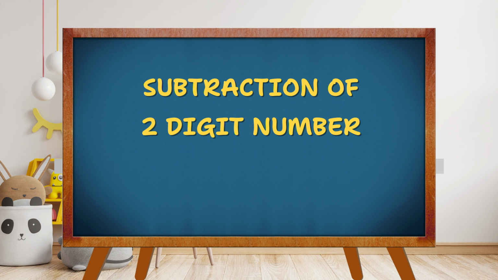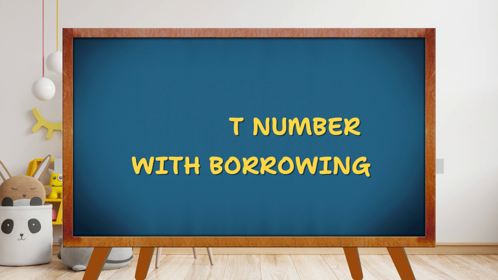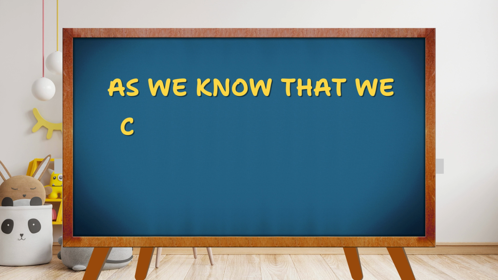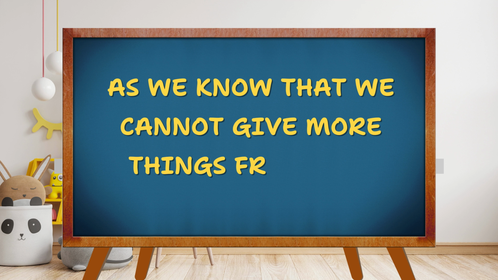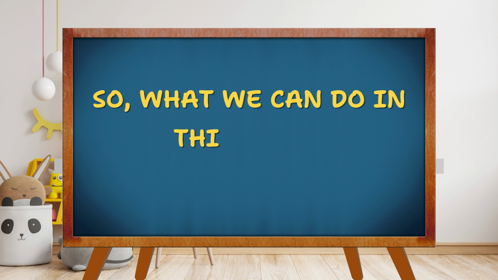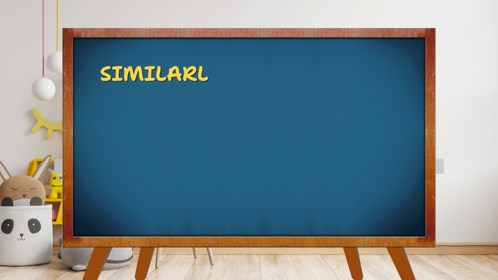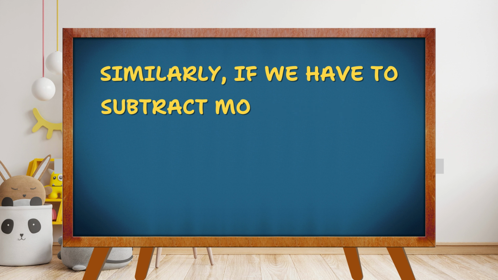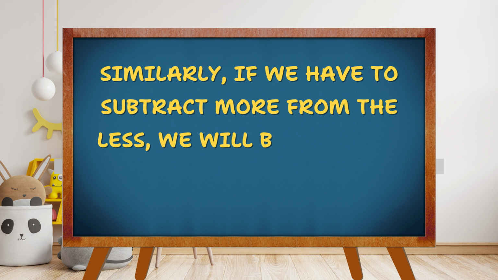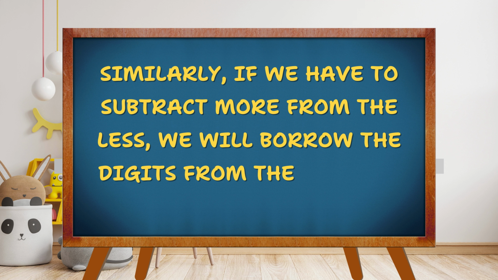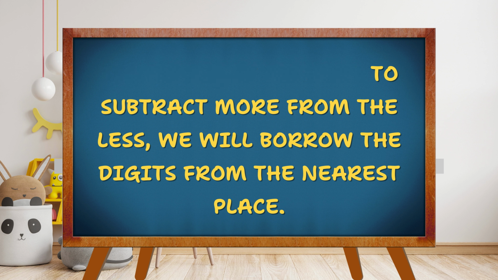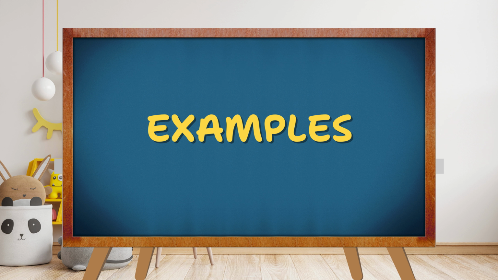Subtraction of two-digit number with borrowing. As we know, we cannot give more things from less. So, what can we do in this case? We will borrow from our neighbor. Similarly, if we have to subtract more from the less, we will borrow the digits from the nearest place. Now let's see the examples.